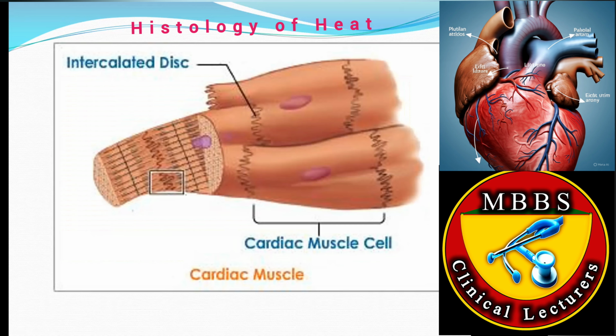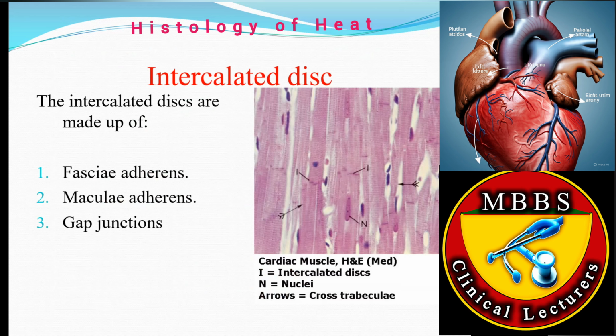In this diagram we can also see the intercalated disc, the cardiac muscle cell and its thickness, and a centrally placed oval nucleus situated over here in a muscle fiber. The intercalated discs are made up of fascia adherens, maculae adherens, and the gap junctions, as indicated. Intercalated disc and nuclei are visible. Arrows show the cross trabeculae.